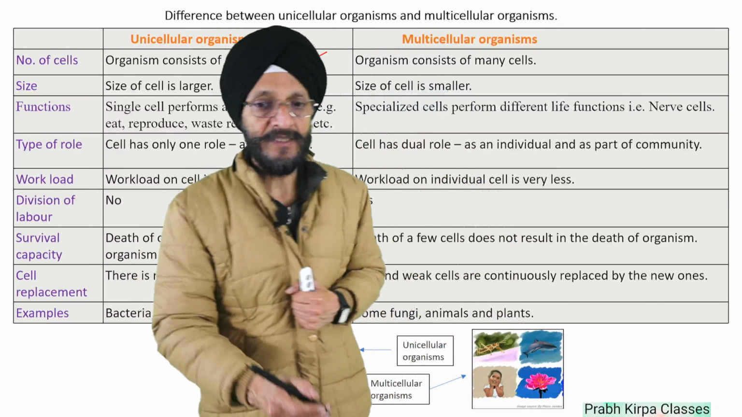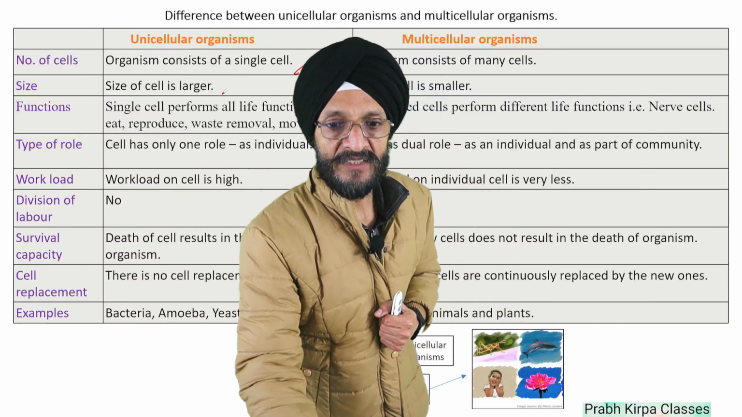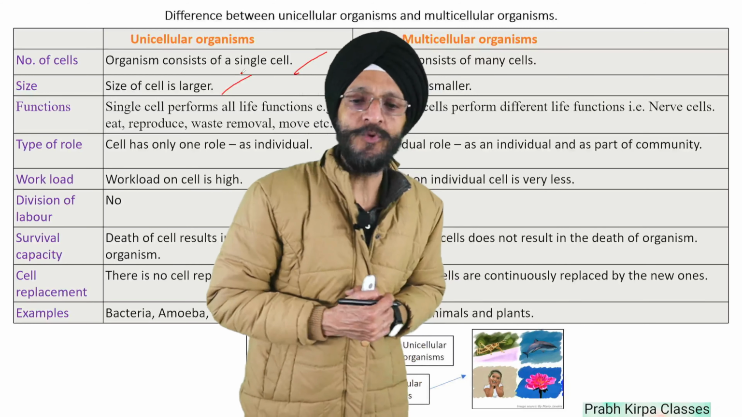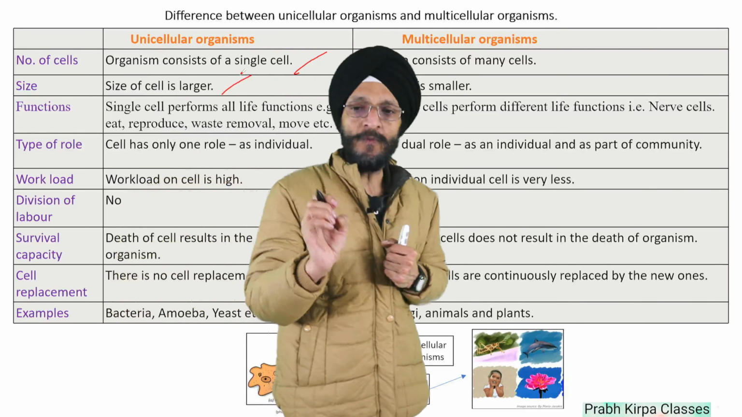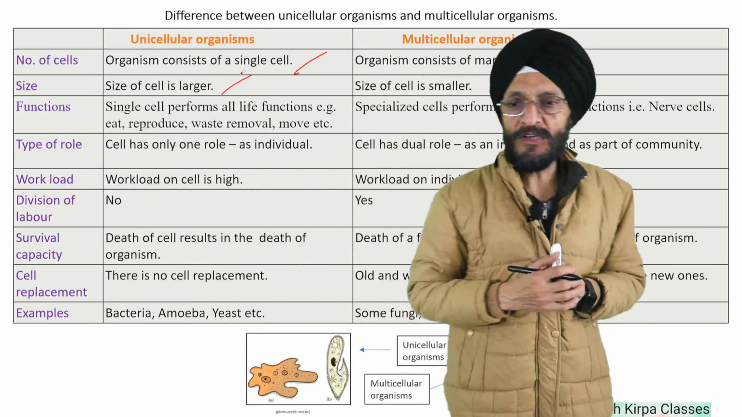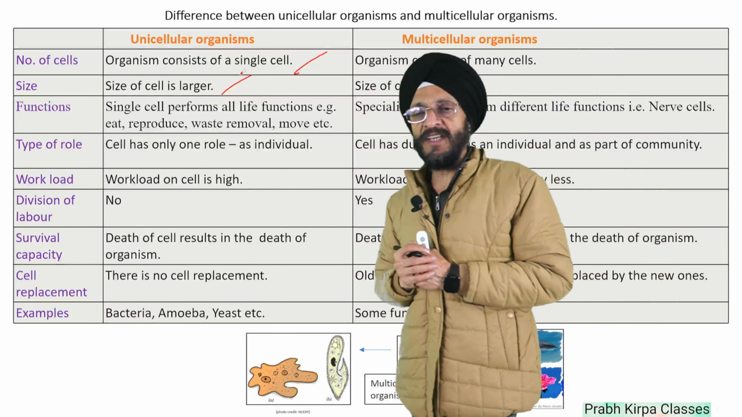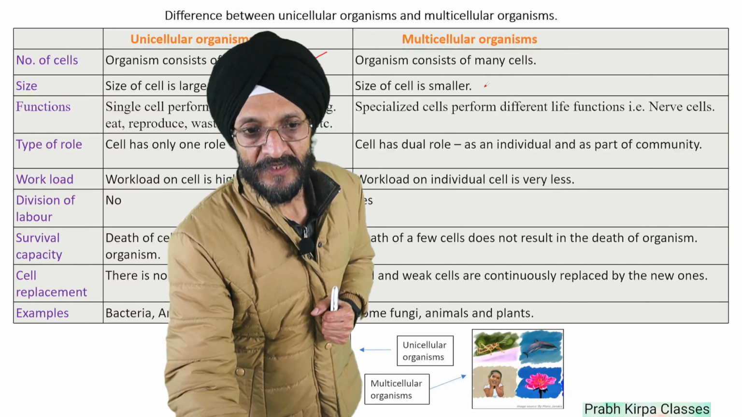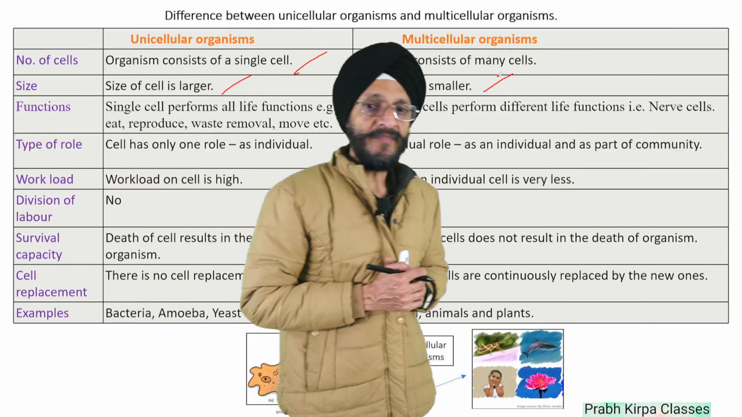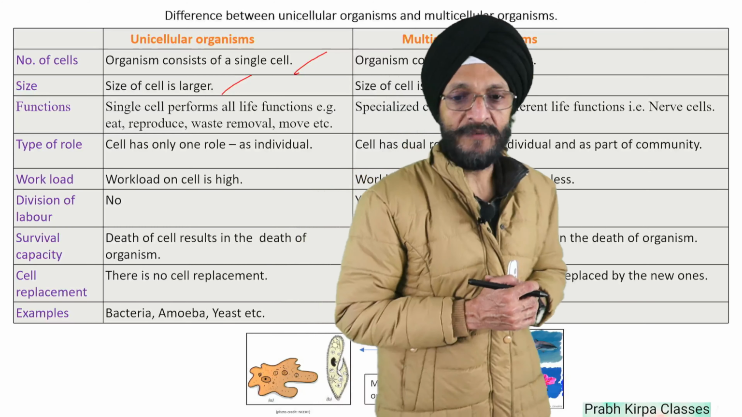The next point is size. The size of the cell in the case of unicellular organisms is somewhat larger as compared to the cells in multicellular organisms. Whereas in the case of multicellular organisms, the size of the cell is smaller.